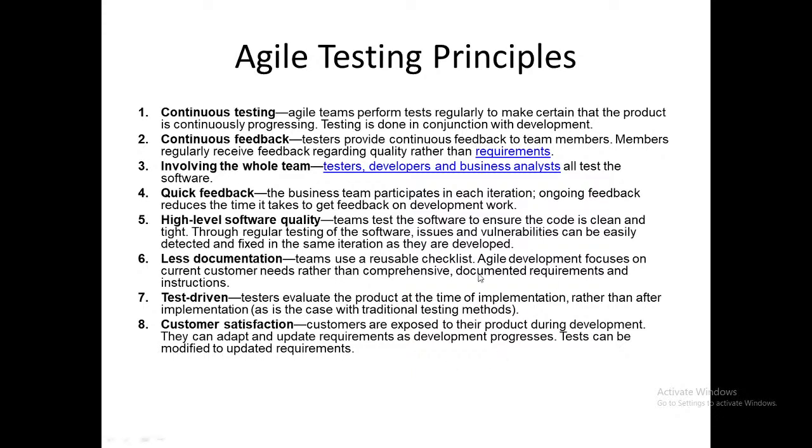Because in your agile project, if you look at the sprint planning, once you identify the user stories, every user story has a development task and a testing task. So an agile team performs tests regularly to make certain that the product is continuously progressing.